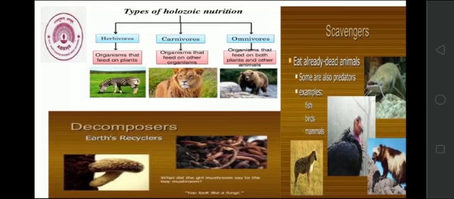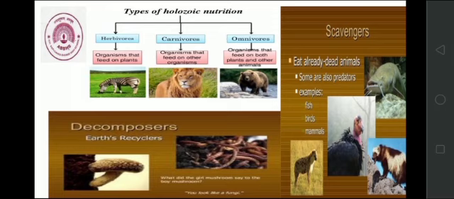Third one is omnivores. Organisms that feed on both plants and other animals are called omnivores. For example, cockroaches, pigs, chimpanzees, and humans, etc. Some of the organisms around us perform the function of cleaning and conserving the environment by act of feeding themselves. These are scavengers and decomposers.